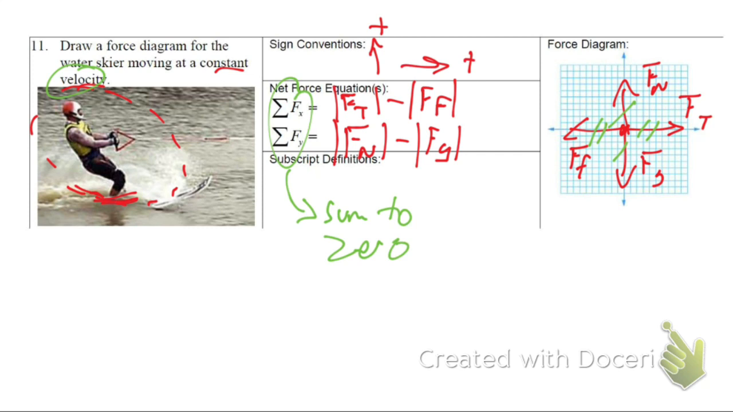And if you want to accelerate and go faster and faster, that means your tension has to be greater than your frictional force. All right, and if you would like to rise up out of the water, the normal force has to be bigger than gravity to get you to accelerate upward, but then once you're up, you want those two to be balanced.